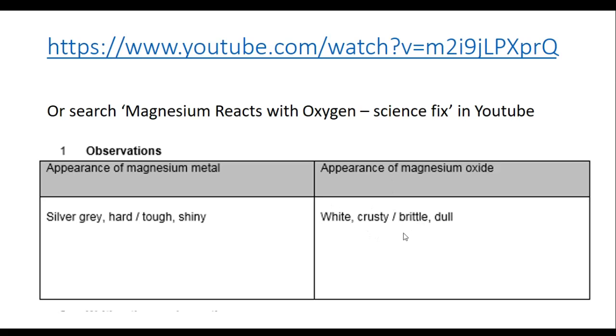It kind of crumbles, and it's quite dull as well. These then are properties of non-metals. So you can see how the reactant appearance is much different to then the product appearance. Make sure that you mark your answers. You can add in anything that you need to.